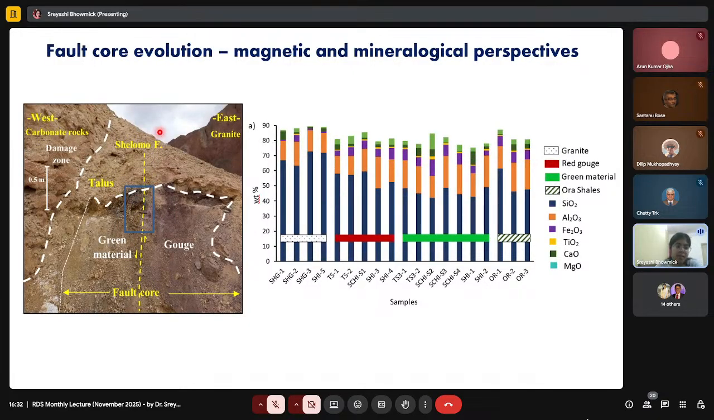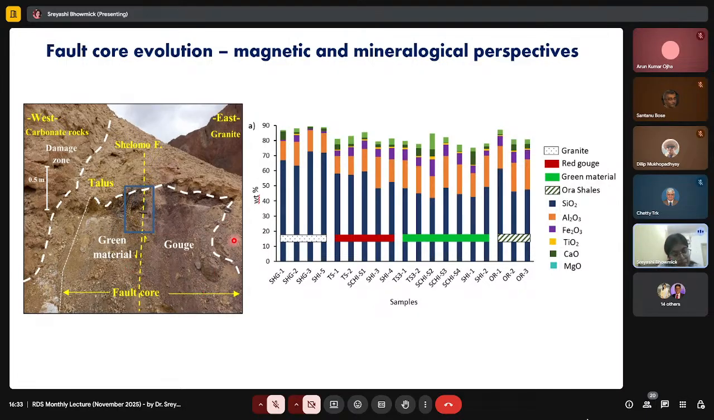Now, I will quickly come to the next part of the project, which involves understanding the fault core evolution using magnetic, mineralogical, and isotopic perspectives. So I will only discuss the magnetic perspectives here. If we look at this field photograph, this shows the fault core, and this is from the southern part of the Dead Sea fault system, as I mentioned. And in the southern part, we have an extensional tectonics. So this shows an excellent preservation of the fault core, and the materials are well preserved here.